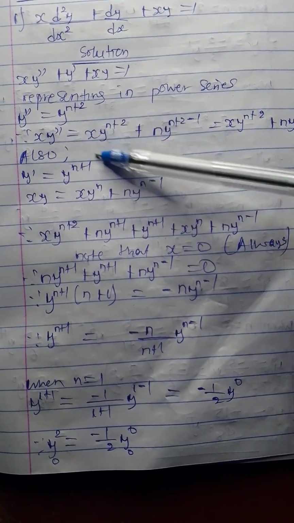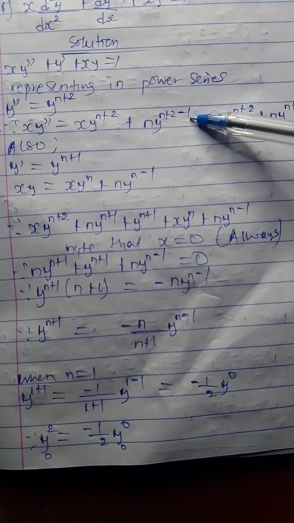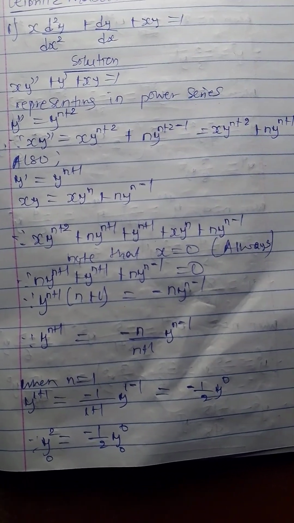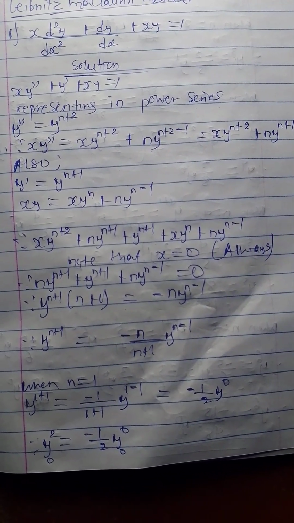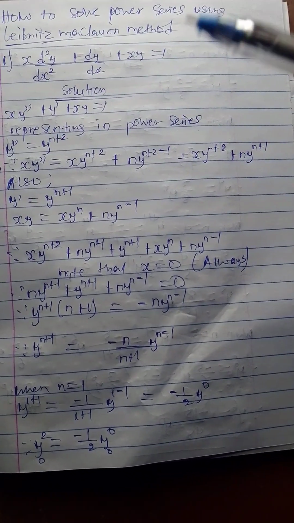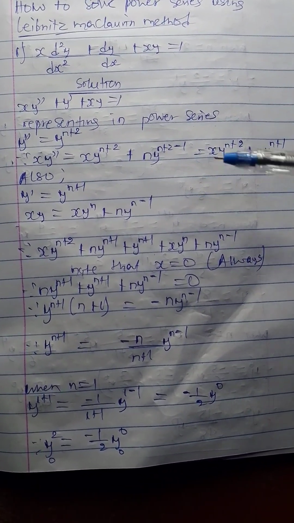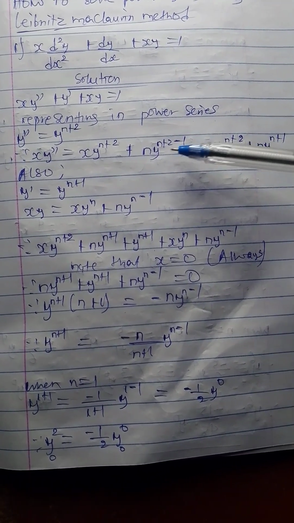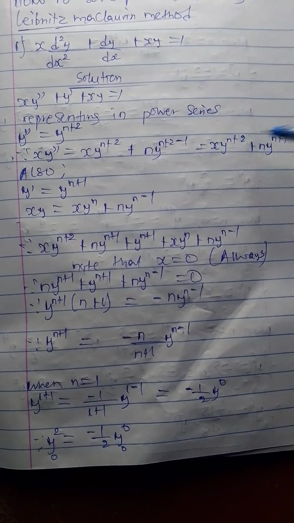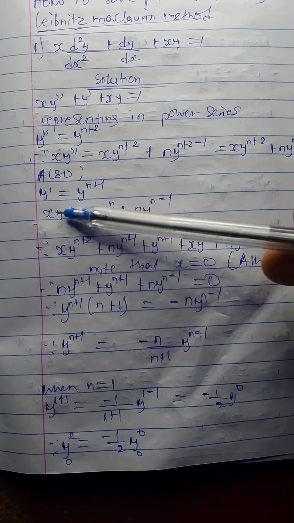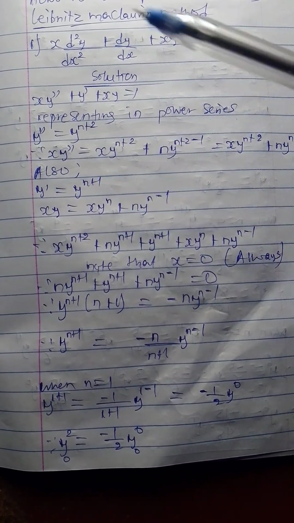The differential of n is n comes down, that is n raised by n plus 2 minus 1. The minus 1 is because differentiation is always a reduction of the power by 1. So this equals x y raised by n plus 2 plus n y raised by n plus 1, because 2 minus 1 is 1. Also y' is y raised by n plus 1 in the power series.